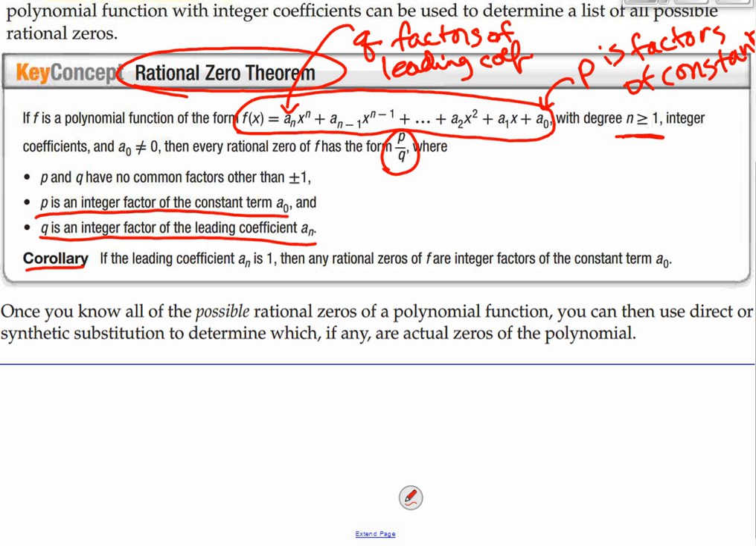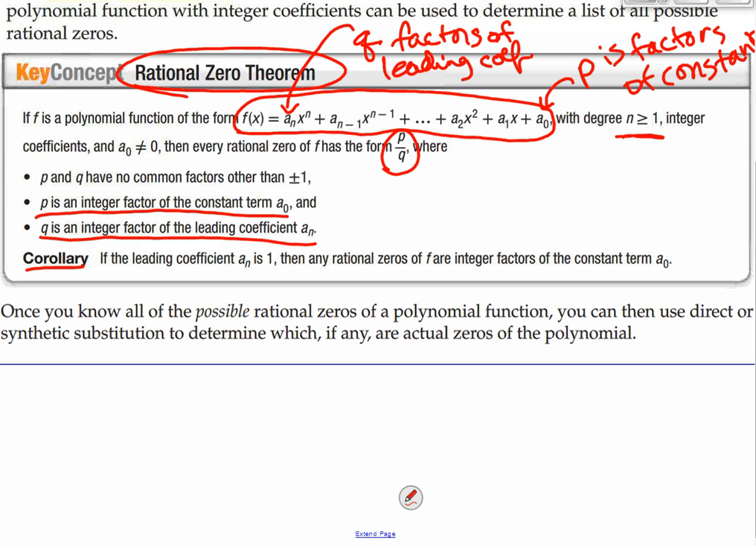I don't know, in this class we don't have many corollaries. In geometry we did. When there's a big theorem and then kind of an important point or case, then sometimes that's given as a corollary. It's kind of a miniature theorem related to the big theorem. And this is the one that I said was our most desirable situation. If the leading coefficient a sub n is 1, then the rational zeros of f are integer factors of the constant term a sub 0.